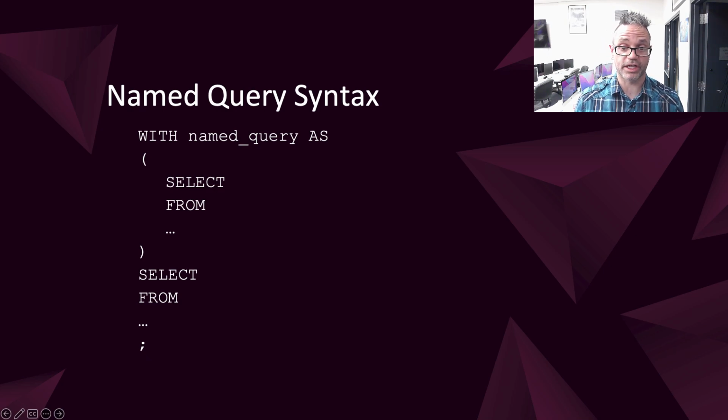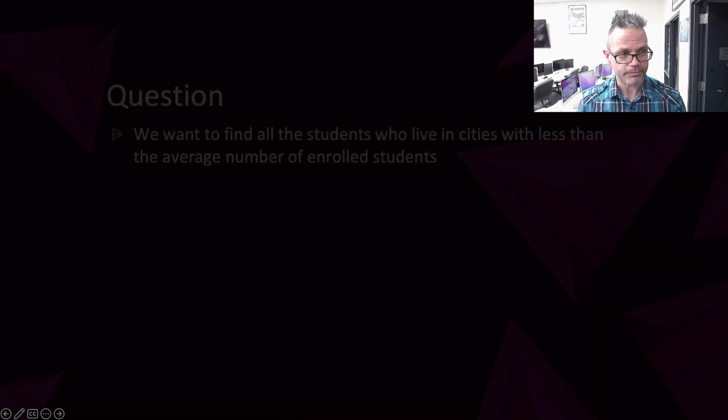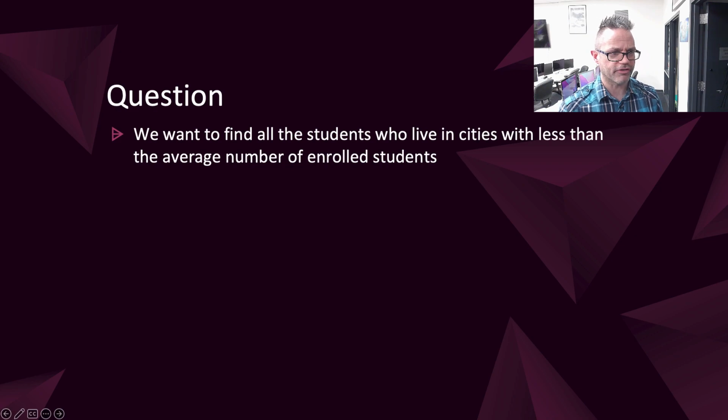So let's take a look at a question we can solve using a named query. Here's our question: we want to find all the students who live in cities with less than the average number of enrolled students. That gives us a bunch of information to work with in the student database. To calculate that information, we're going to break the problem down and see what we can do to solve it.